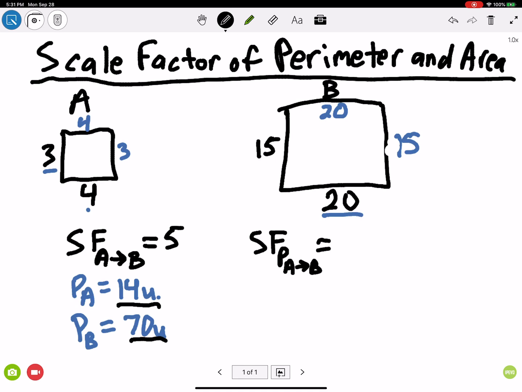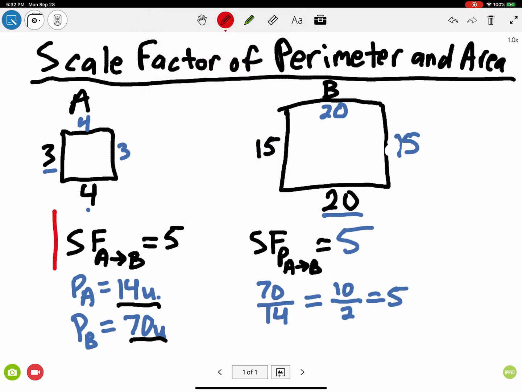Okay? So I'm going to put 70 on top because 70 is my larger perimeter. And I'm going from A to B, which is an enlargement, over 14. Well, 70 over 14, if I divide by 7, that gives me 70 divided by 7 is 10. 14 divided by 7 is 2. And 10 over 2 is 5. So the scale factor of my perimeter is 5.